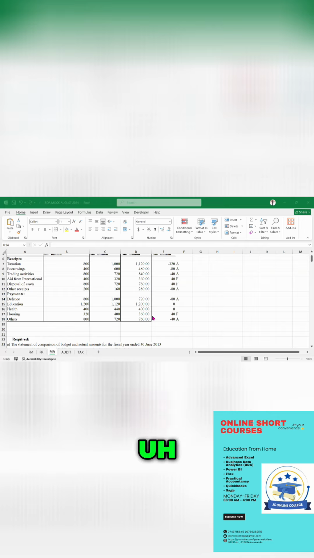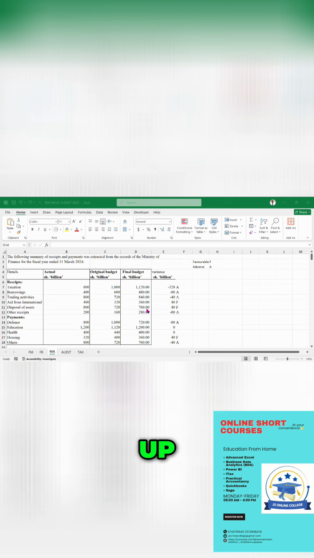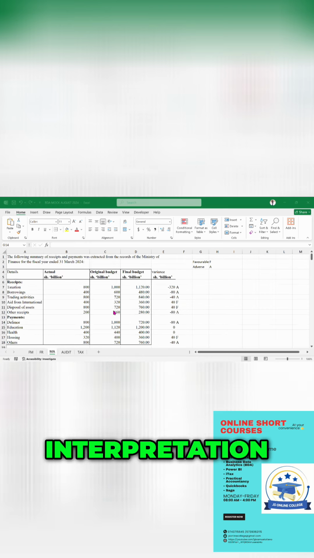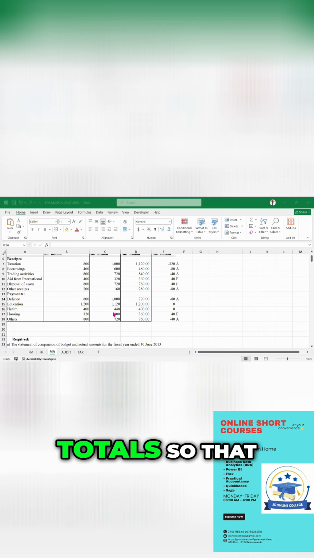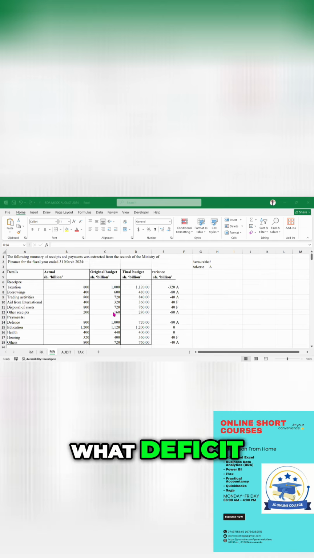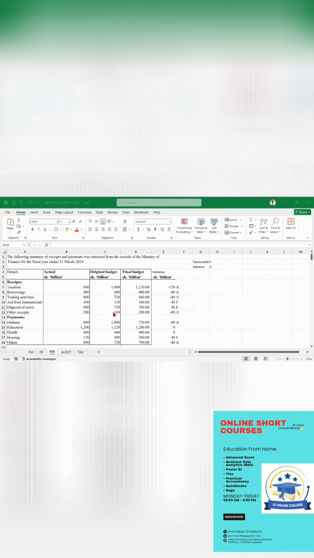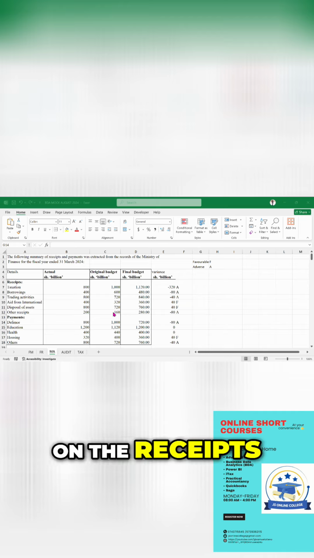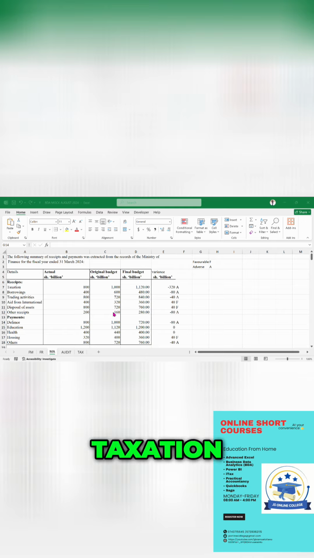So, the next thing after coming up with the variance and the interpretation, let us go and get the totals so that we get to see what surplus or what deficit do we have as the net effect of the variances that we are able to come up with. Now, when doing that, I want us to treat payments. Yes. So on the receipts part, where we have taxation, is it that we are paying the taxation or we are receiving something?